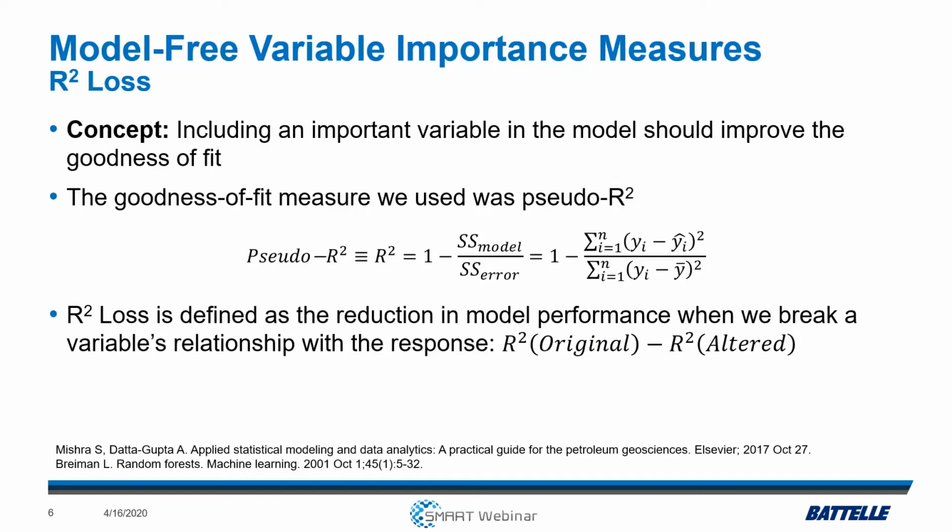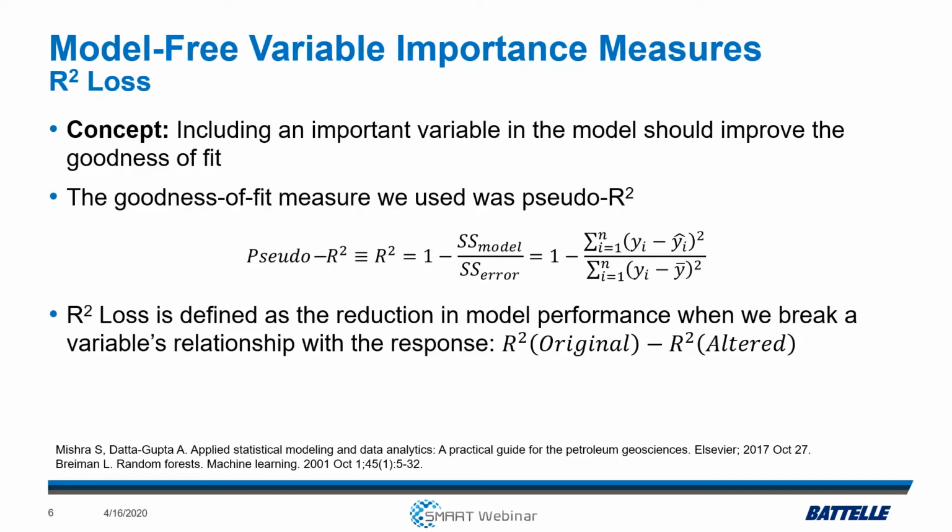Okay, so the first 2 methods I'll talk about are basically the same idea. The concept is if a variable is important in the model, then including it in the model should improve the goodness of fit of your black box model, which seems kind of obvious. The goodness of fit measure that we used in this case was a pseudo R-squared. It's basically how well your model fits, or how well it models the variance compared to the natural variance in the data, the error variance.